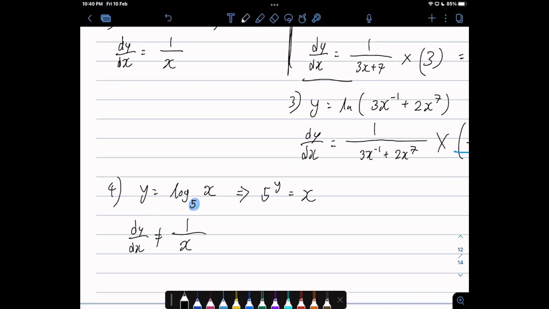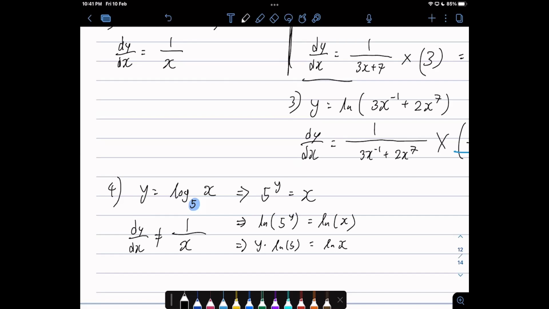So now what we can do next is we can take ln on both sides, log base e. Okay so far? Now power rule, y we can bring down, right? So it becomes y times ln5. Is that okay?